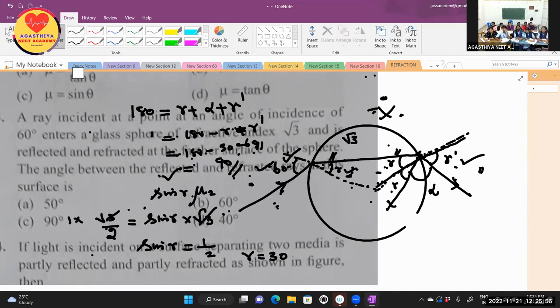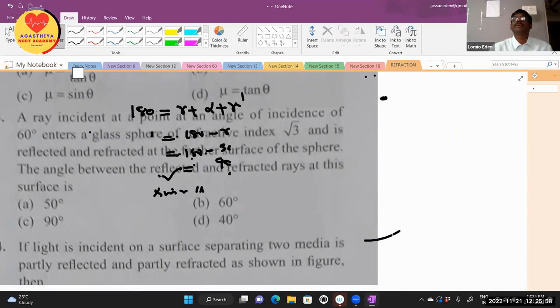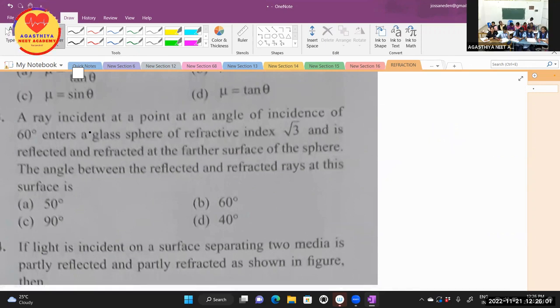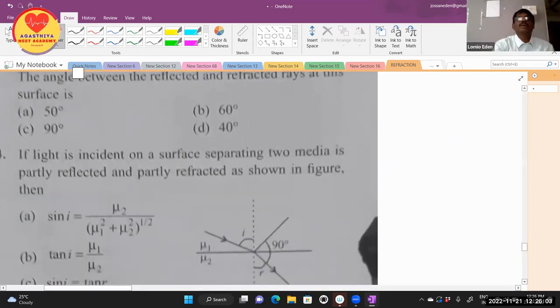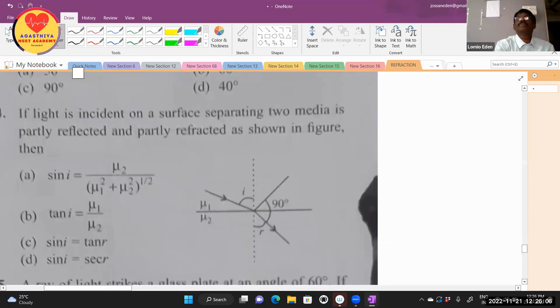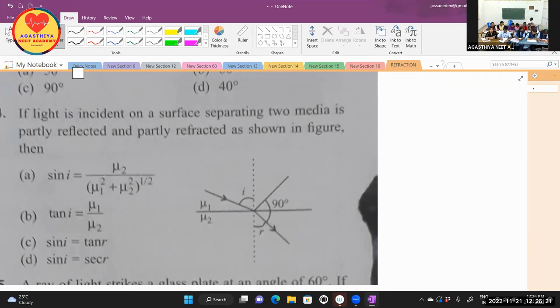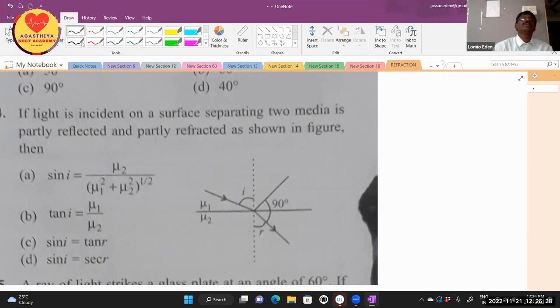Completed, sir. Okay. Next one. See this diagram, all of you. If the light incident on the surface separating two media is partially reflected and partially refracted as shown in the figure, the answers are given in terms of sine, tan, again sine, secant. How to solve this problem? Students can try this one.